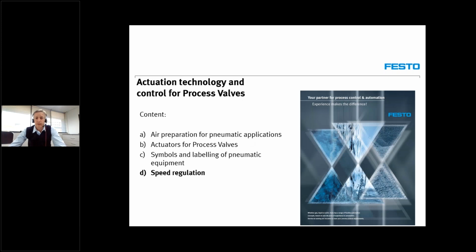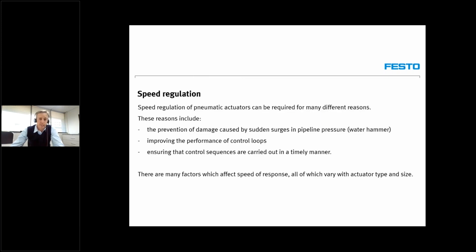Okay, so we had a look at the importance of having clean and dry air. We had a look at actuators for process valves, which included single and double acting, linear and rotary actuators. We had a look at identification of the symbols for valves, actuators, and pilot valve actuating methods, whether it's manual, mechanical, electrical, or air piloted. Now, this last very important topic is speed regulation for actuators.